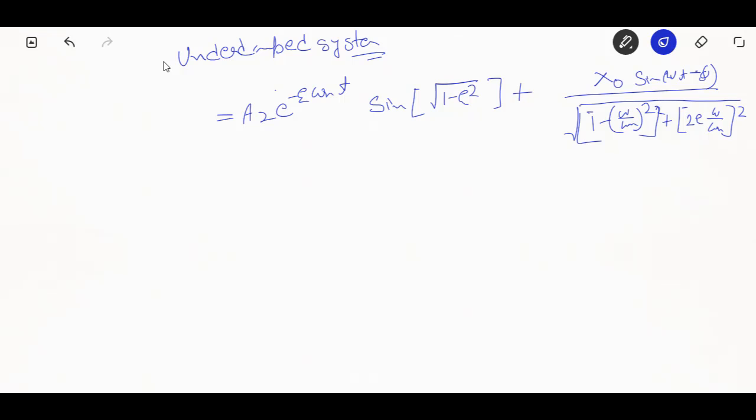This contains two parts, as I said: the complementary function and the particular integral, the second part. I have written this to explain the amplitude decrement in forced vibration. The first part contains a term with a negative power of e, which suggests that it will decay with time and vanish to zero ultimately, although it may take a very long time. In engineering practice this part is called transient vibration.